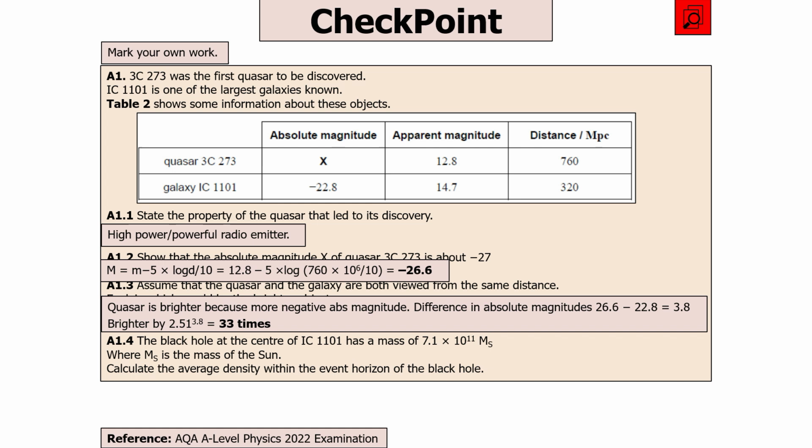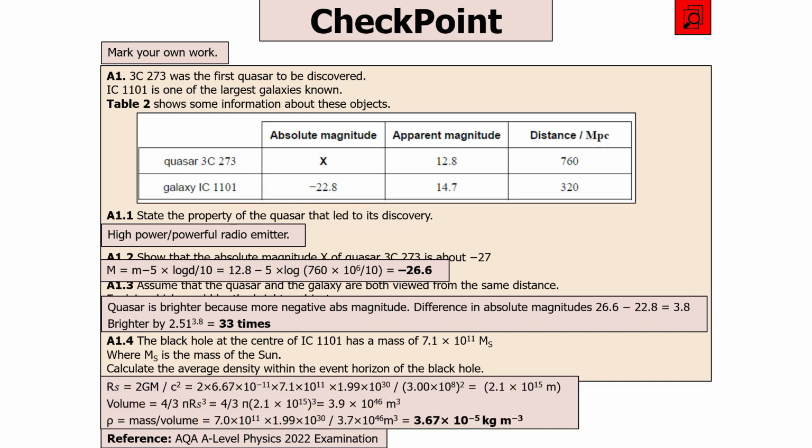And in this next question, we've got our mass, so we can then use that to work out the Schwarzschild radius by doing 2GM over c squared. Pop in all the values. Remember, you've got the mass of the Sun there, so you've got to multiply the number of solar masses by the mass of the Sun, and we get it out to be 2.1 times 10 to the 15 meters. We assume that the black hole is a sphere, so volume is 4 over 3 pi r cubed. You work out your volume, density is mass over volume, so it's 3.67 times 10 to the minus 5 kilograms per meter cubed.